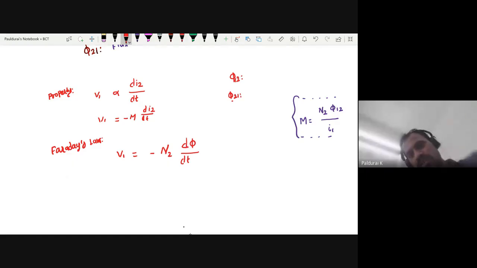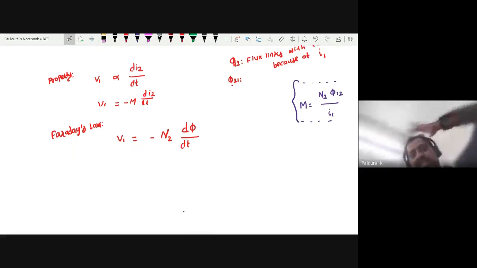This will confuse you a bit. You want to take much practice. Okay, flux links with coil 2 because of current at coil 1, so because of I1. But here I need which one? Flux links with coil 1, because of the current. Now is it phi 12 or phi 21?